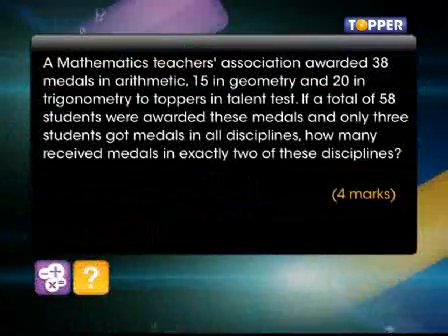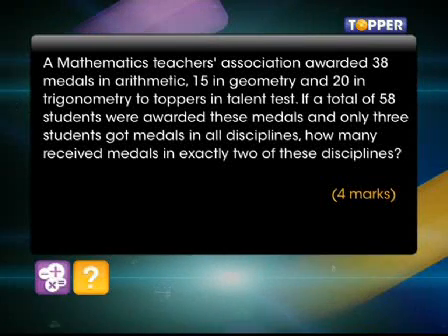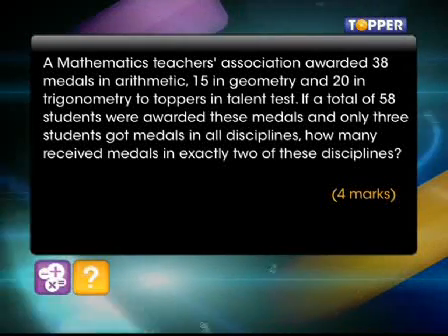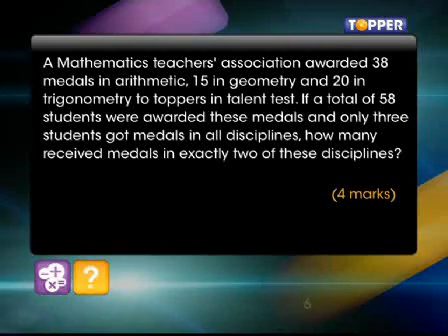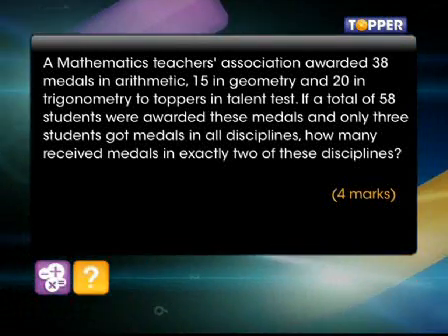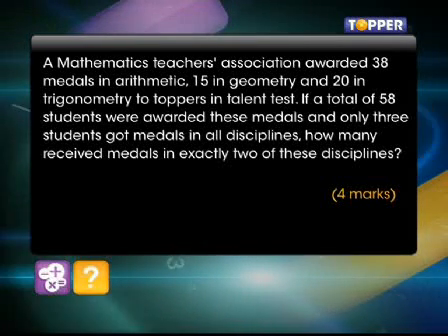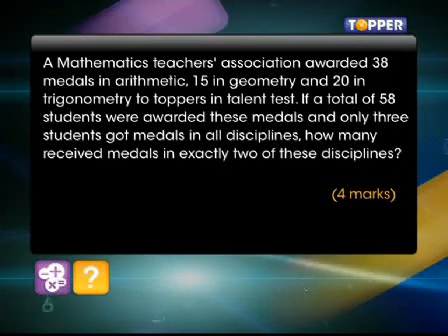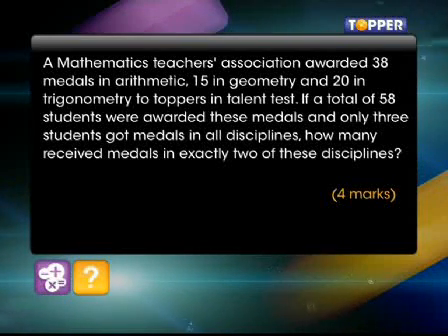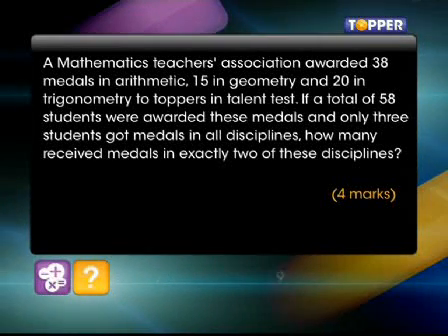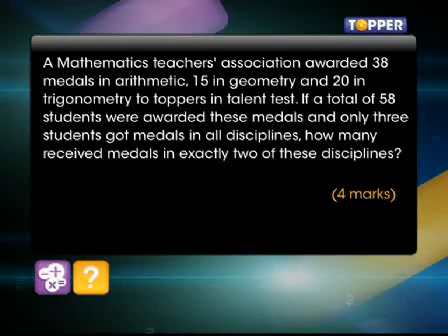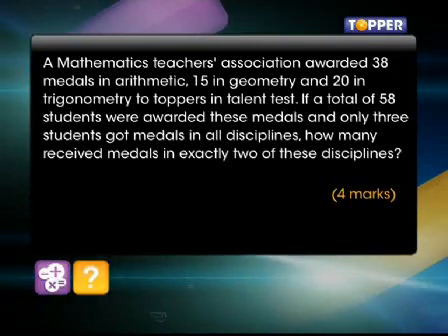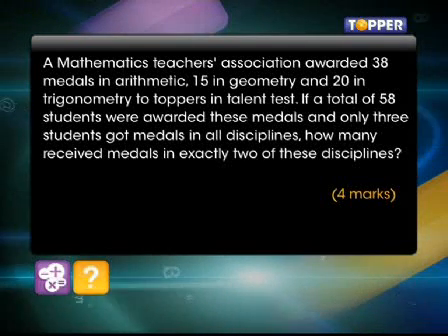A Mathematics Teachers Association awarded 38 medals in arithmetic, 15 medals in geometry, and 20 medals in trigonometry to toppers in a talent test. If a total of 58 students were awarded these medals and only 3 students got medals in all the 3 disciplines, how many received medals in exactly 2 out of these disciplines?